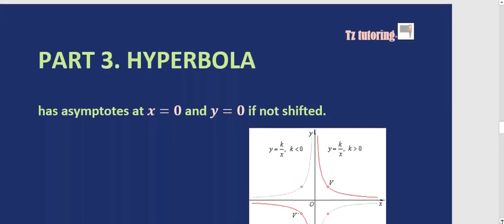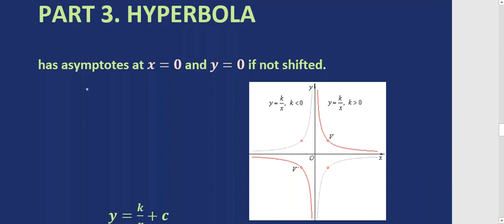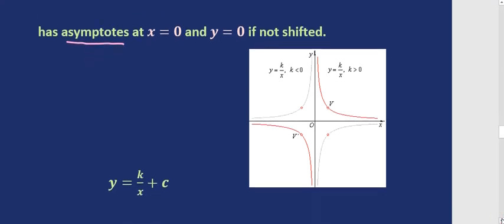All right, let's move on to the hyperbola. Now, the hyperbola will have its asymptotes at x equals 0 and y equals 0. That means it will not touch the x-intercept or the y-intercept unless it is shifted. Okay? And this is our general formula for the hyperbola. The value of k will determine whether we have a positive or a negative hyperbola. If k is positive, then the hyperbola will be in the first quadrant and also in the third quadrant. But if k is negative, then our hyperbola will be in the second quadrant and also in the fourth quadrant. So let's go to the questions.